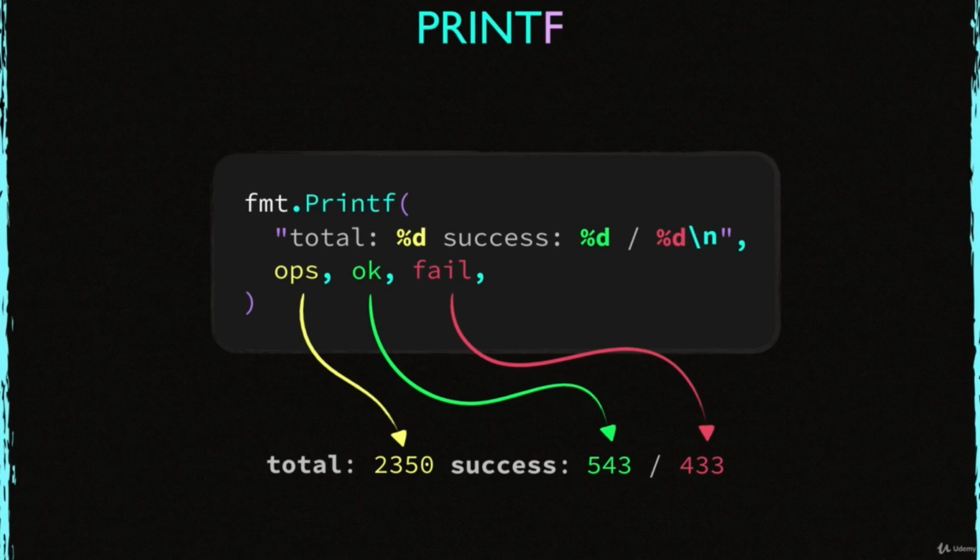That's how printf can replace the verbs with the values. And remember, its first argument should always be the formatter text. It determines what and how to print the verbs. And the rest of the arguments are just values to be replaced with the verbs.